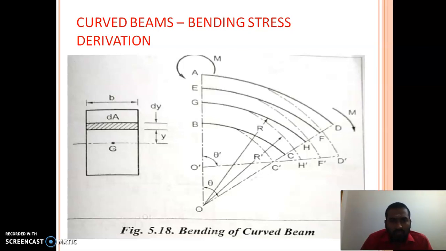Before applying the load, the member looks like ABCD, the curved member. After applying the moment, it changes to AB, C dash and D dash. The curvature changes from R to R dash, and the angle subtended changes from theta to theta dash. Here you have to clearly understand this figure. Then only you will be able to understand the derivation well. Okay, we will go into the derivation.